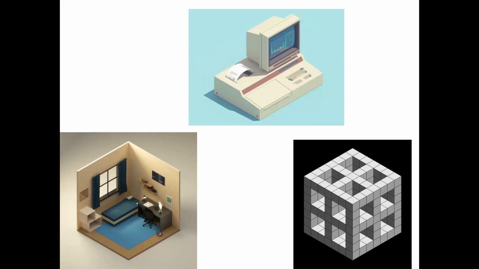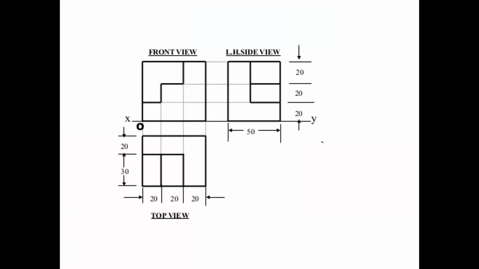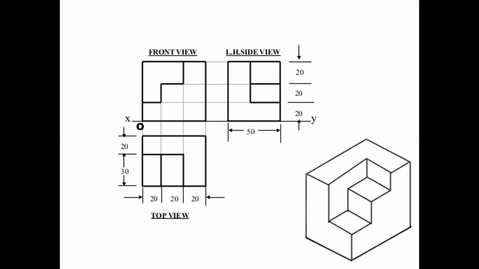Actually, it is not required for manufacturing. For manufacturing or for producing anything, you require the orthographic projections: front view, side view, top view. There, you are going to get the actual dimension. By using this actual dimension only, a manufacturer or industrialist can manufacture something. But to know how it looks, you require the isometric projection.